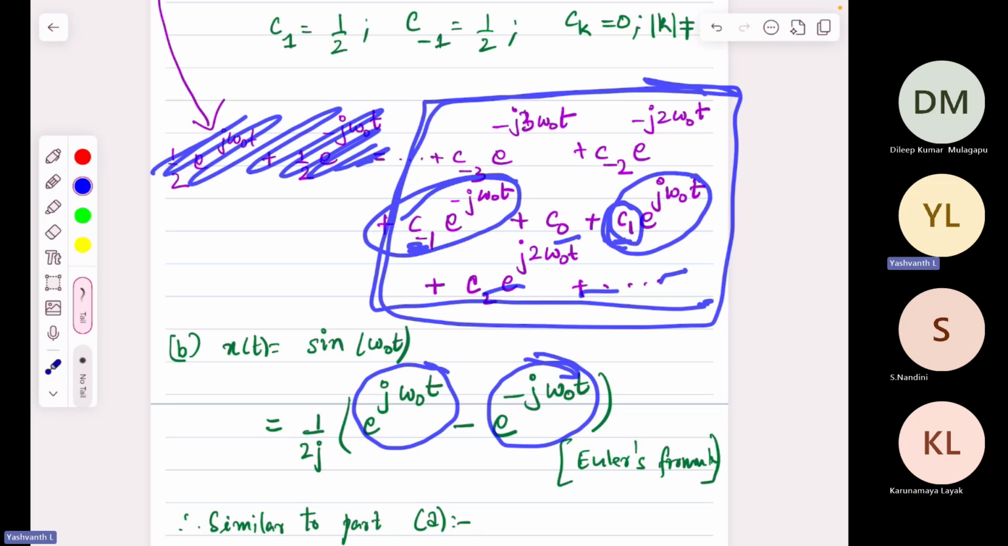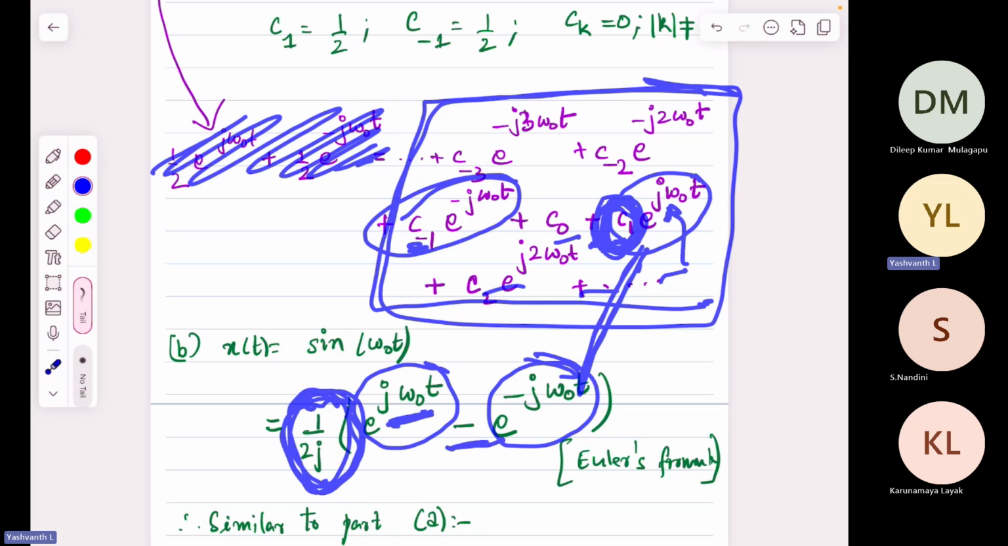And what is the value of C1? Tell me. What is the value of C1? Yes, you can unmute and talk, no problem. Someone is answering in the chat. It is 1 by 2j, because e power j omega naught t has the coefficient 1 by 2j in the Euler's expansion, and e power j omega naught t also comes in the Fourier series expansion. If you compare term by term, C1 should be equal to 1 by 2j.